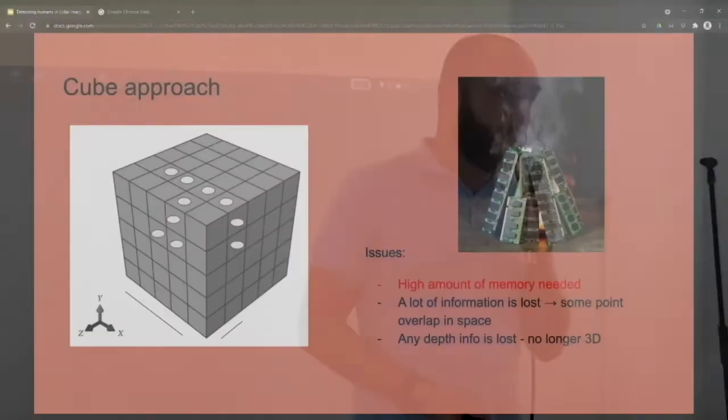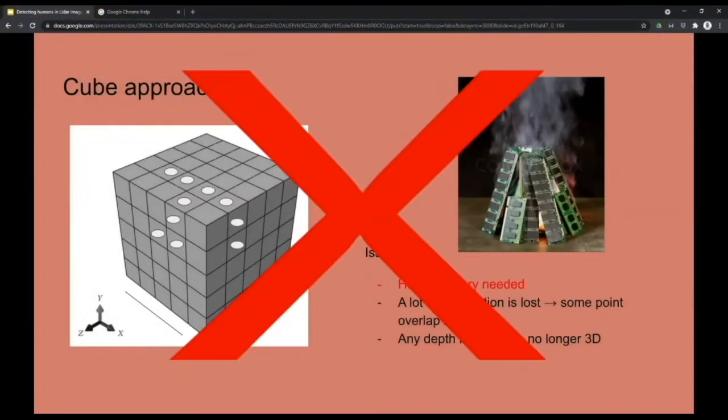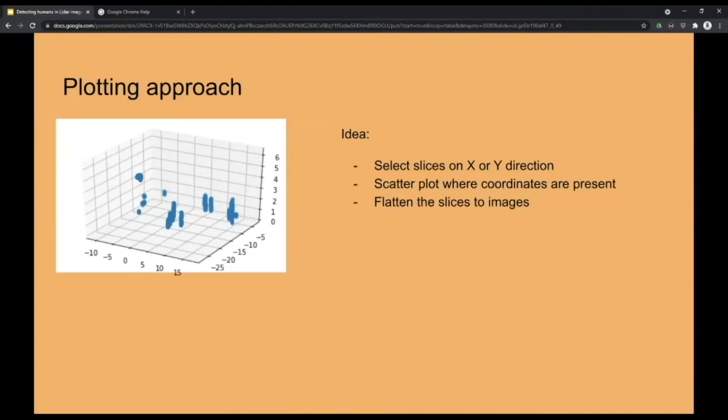But then I said, okay, maybe I can improve this approach. What if I give up the idea of a cube and I'm still choosing slices in space, either in the X or in the Y direction, and I plot with the same idea? I'm flattening and plotting with the hope that I'm getting some good images. And the result looked like this.